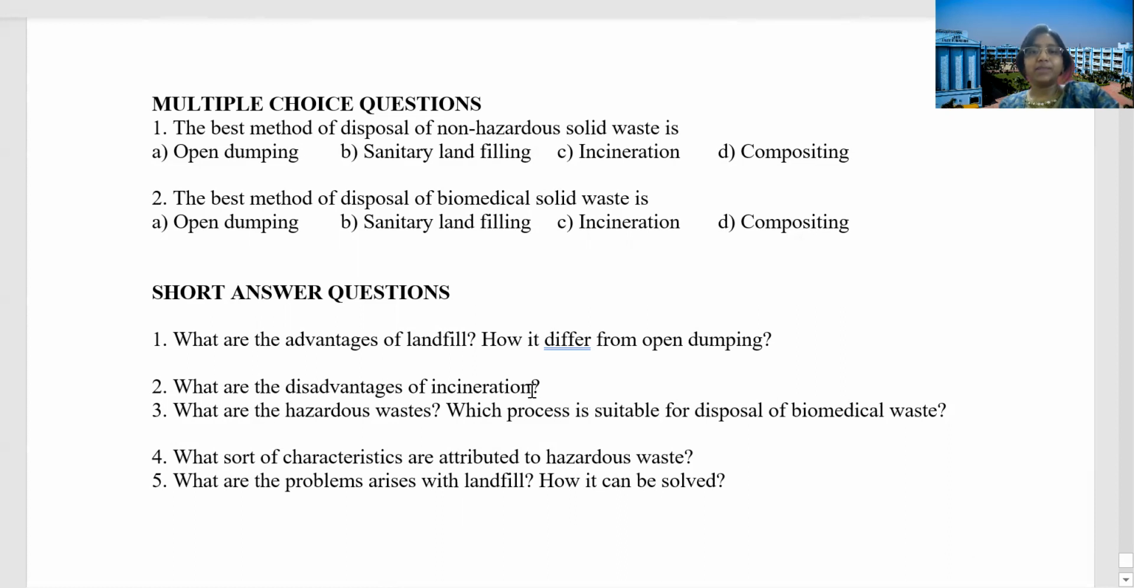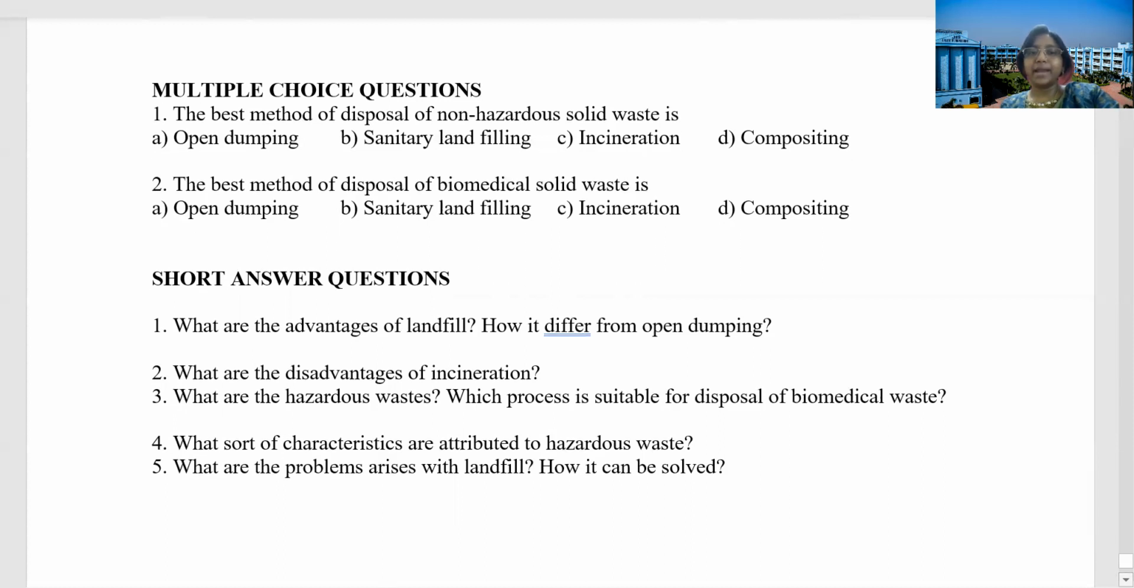What are the disadvantages of incineration? You will say that it creates air pollution. What is hazardous waste? Which process is suitable for disposal of biomedical waste? For hazardous waste, you will say the characteristics are that it should be either toxic or ignitable or corrosive. So these four characteristics you can mention. And the incineration process is suitable for biomedical waste.